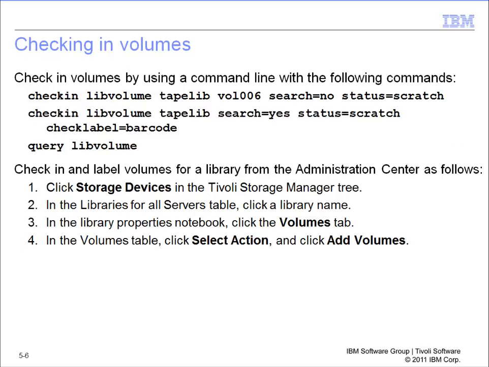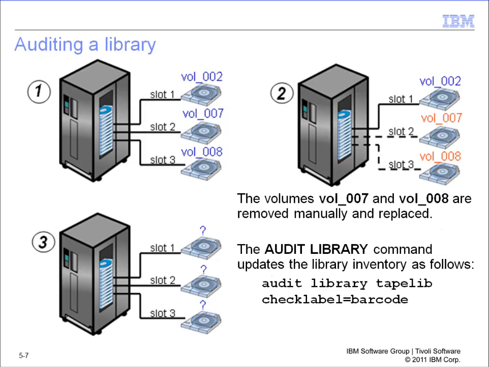Volumes come back from off-site, or you're adding new volumes. This is how you would check them in. Check in libvol, the name of your tape library, the name of your volume, search equals no, scratch status in this case, and we could also add the check label equals barcode. Now remember, search equals yes or bulk. Those are our options. And check label can be barcode, prompt, or vol list.